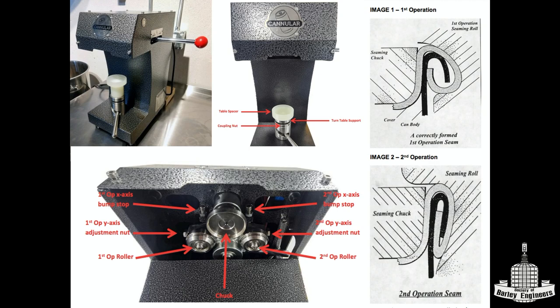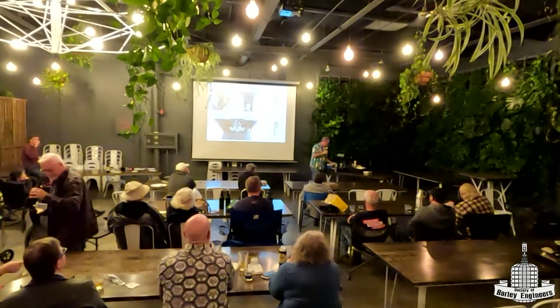It's a two-step operation. First, it folds the top onto the can, and then it crushes. Actually, this is the first one. And then the second one crushes it all together and makes it airtight. You can see here the can body, the lid, and then the second one just squeezes it all together right here. So I'll go over how I do it, and it's worked okay for me so far.